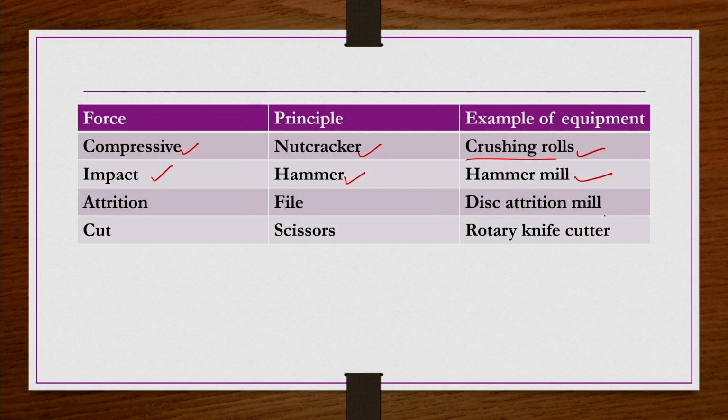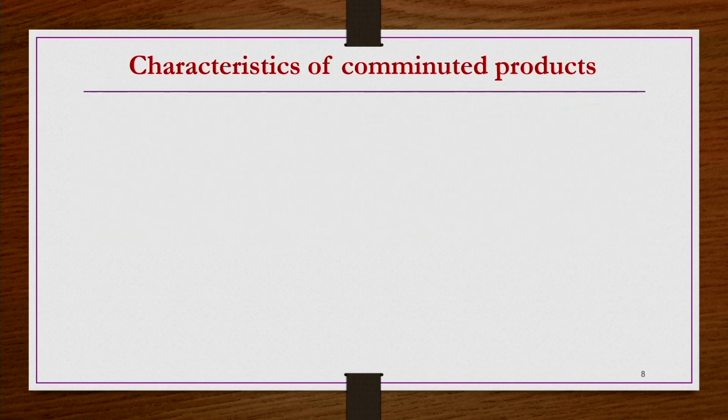Then we have the disc attrition mill, where attrition force is applied, and the action causing this reduction is the filing action. Then rotary knife cutters are there, where scissors are provided which produce particles of definite size and shape by cutting force. Now, characteristics of comminuted products.